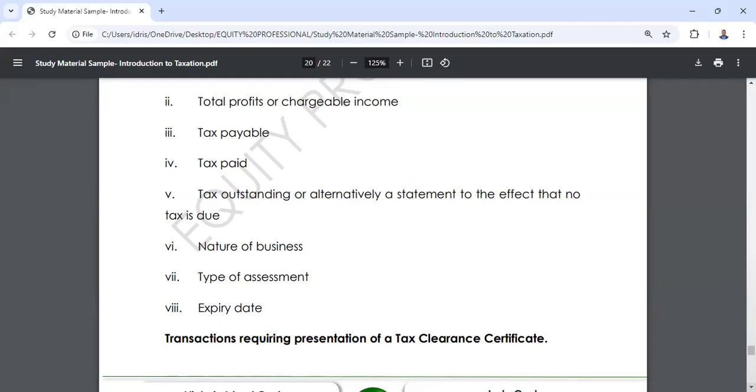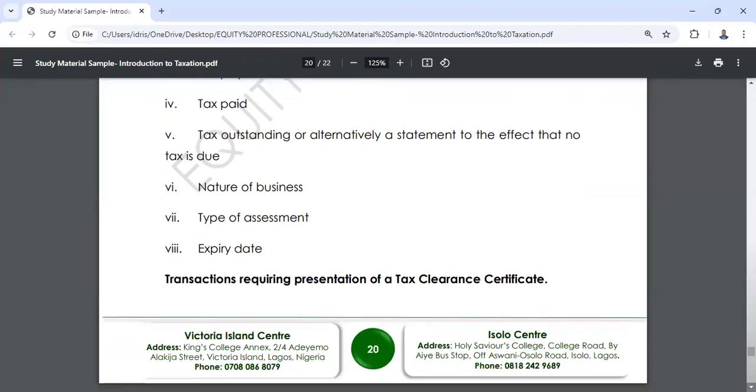For FRS, it is the tax controller, head of a tax station, that will approve the tax clearance certificate. But for states, it is the tax manager, station manager, that will approve the tax clearance certificate. So these are the contents of a tax clearance certificate. What are those transactions for which a tax clearance certificate will be required?